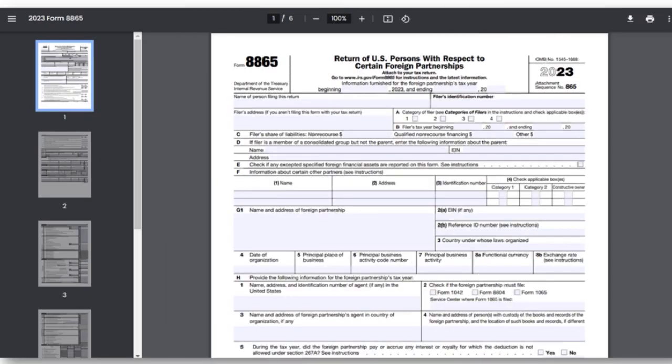Another form that I want to pay attention to here is called Form 8865, and basically this is an important form. This is essentially for U.S. citizens who have a stake in foreign partnerships. Form 8865 is actually used to report controlled foreign partnerships, transfers to foreign partnerships, and acquisitions and changes in foreign partnership interest or disposition. Okay, and so this is kind of important.